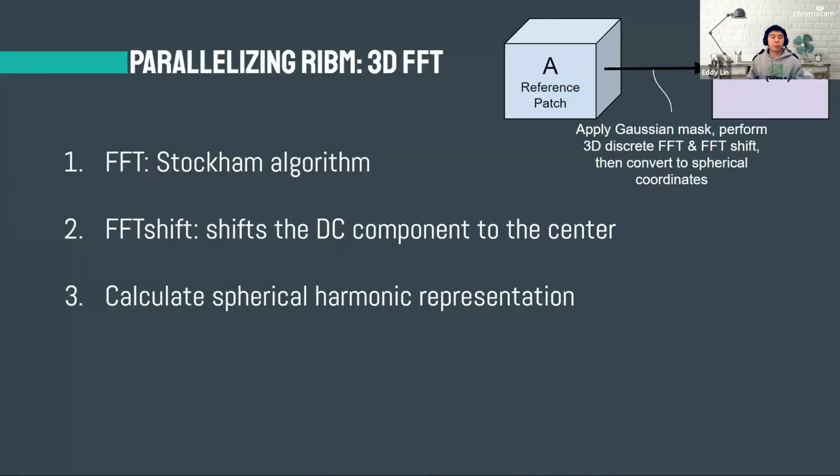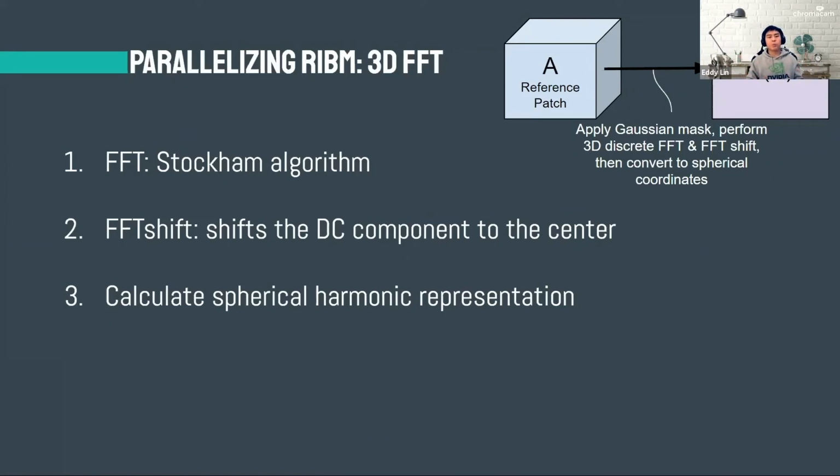First of all, after we apply the Gaussian mask, we have to perform a 3D discrete FFT and FFT shift, and then convert to spherical coordinates. Now, while there is a library implemented in CUDA called QFFT, this was not able to satisfy our needs for the project because what that does is parallelization of the FFT. But what we had, remember, is parallelization of the reference patches.